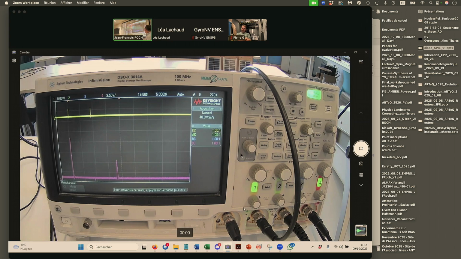Otherwise it's quite difficult, there would be a lot of oscillations here, and so that's why we prefer to see only the envelope. But basically the decay that we have here is the T2 star, so you see it's very short. There is a huge factor of difference. It's more than 10 times longer for the T2 compared to the T2 star.